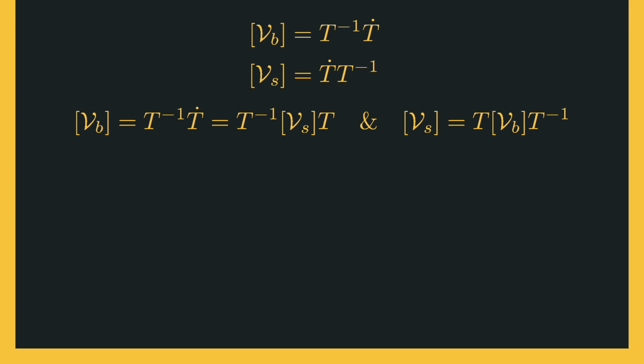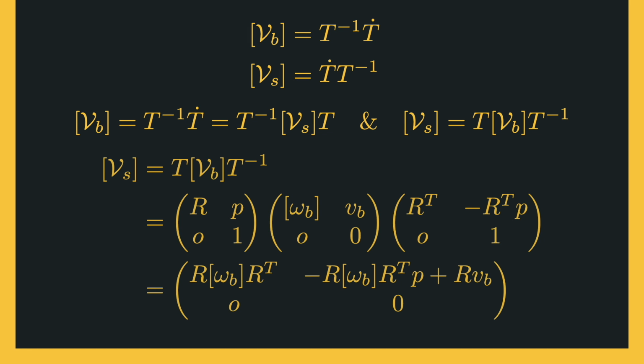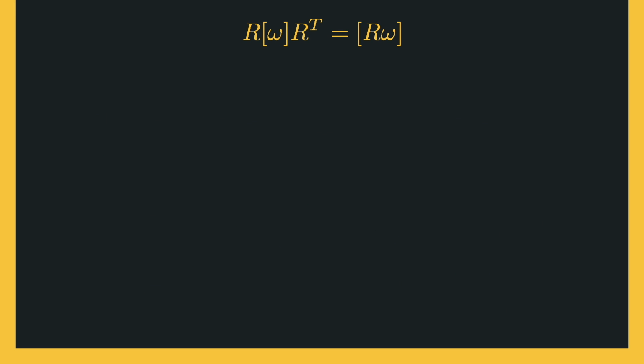Expanding one of the equations and inserting the values for T and T inverse, we can find the relationship between the spatial and the body twists. We saw that R bracket omega R transpose is equal to bracket R omega. And it's easy to see that bracket omega times p is equal to minus bracket p times omega for every p and omega in R3. It's easy to find because bracket omega p is equal to the cross product of omega and p, which is in the opposite direction of the cross product of p and omega.